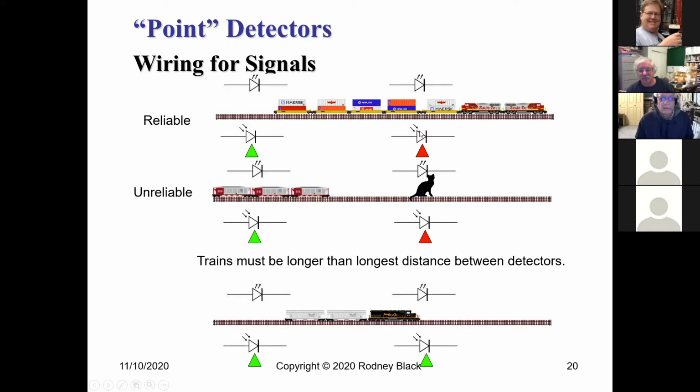If there is something, they should say it's not clear. It's unreliable if you miss something between the optics. It's unreliable if it says there's something there and there's not. And this is about the only place you're going to see cats in this presentation. Now, one characteristic when using point detectors: the trains must be longer than the longest distance between detectors.